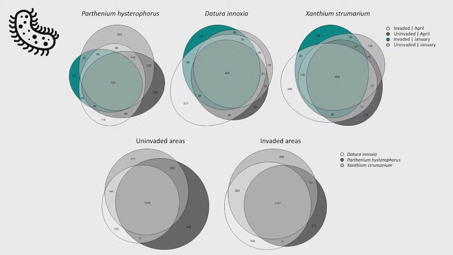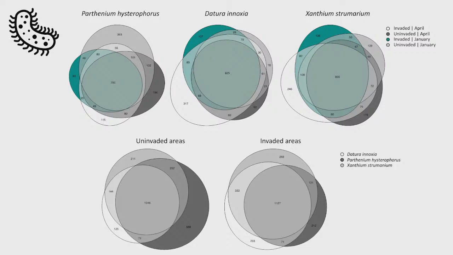These are the OTUs that only appear in uninvaded sites in January. So we have a large number of OTUs for Parthenium in uninvaded sites, while for Datura and Xanthium sites, we have higher numbers in invaded sites. So it seems to work the other way around.